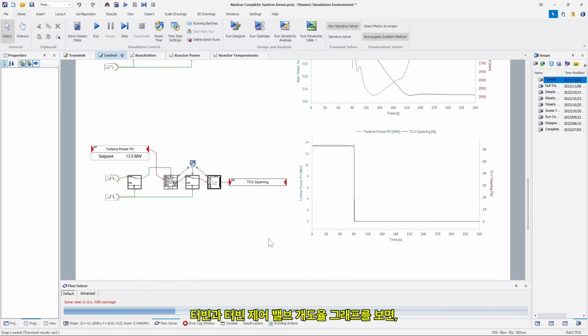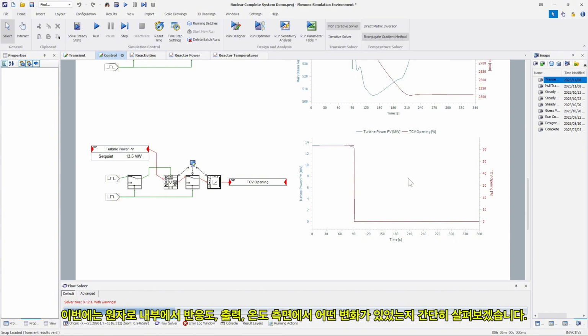From the turbine power and turbine control valve opening graph, it can be seen that the valve fully closed after 90 seconds and the turbine power decreased thereafter. Now that we've seen how the plant responded after the reactor and turbine trip, we can quickly have a look at what happened within the reactor in terms of reactivity, power, and temperatures.